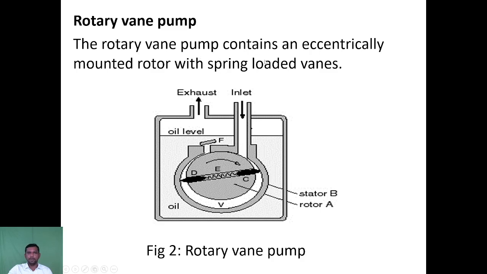Here the rotary vane pump contains an eccentrically mounted rotor with spring loaded vanes. Here also the gas comes inside through the inlet. When the gas comes inside, the vane element gets rotated, and the gas continuously comes inside the chamber. It is compressed and then exhausted through the exhaust valve. This is stator A, this is stator B, this is rotor A. So this is the schematic diagram of the rotary vane pump.